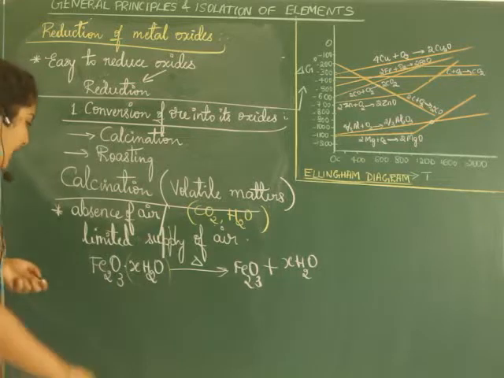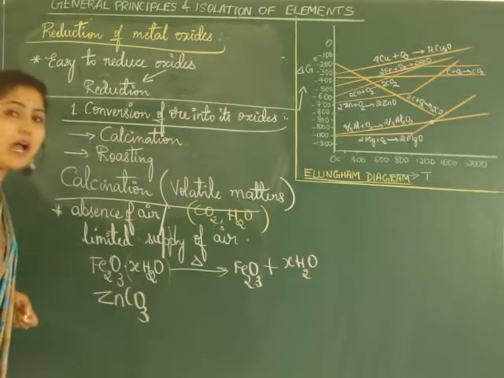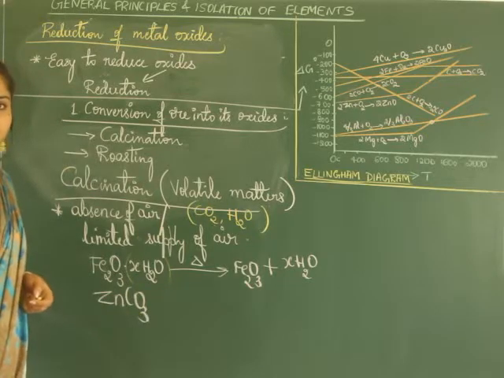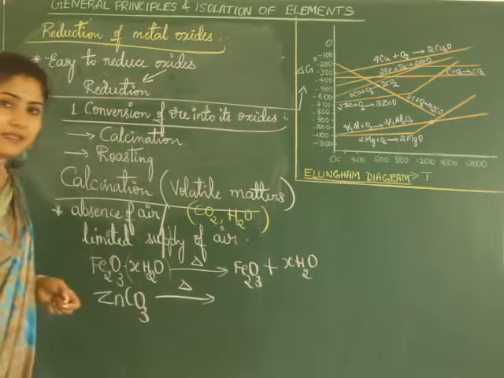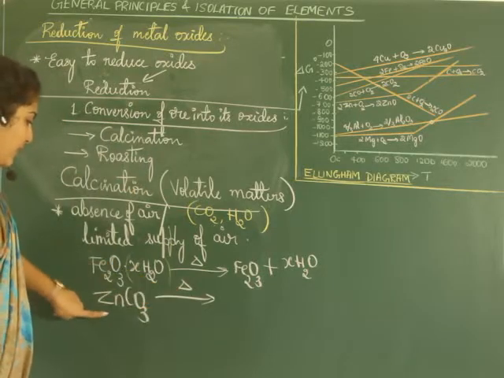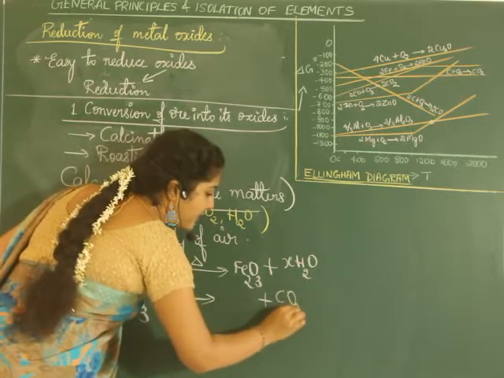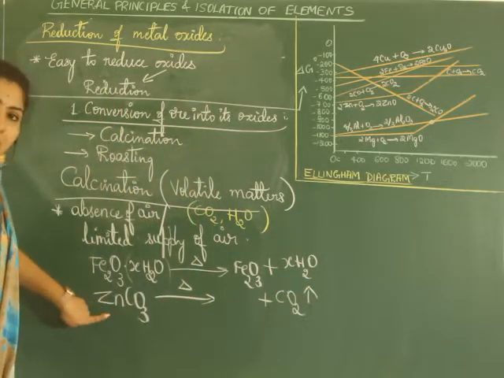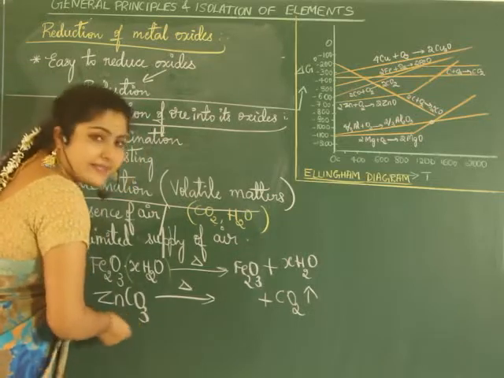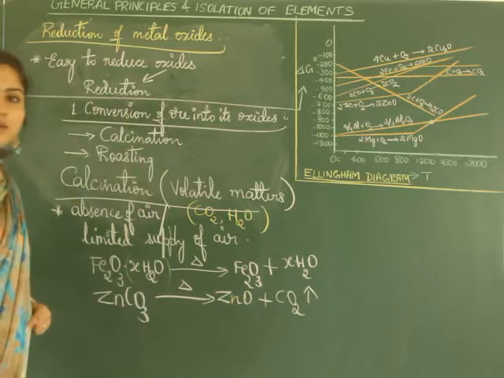This is one example. One more example is, what is this? Zinc carbonate, ZnCO3, a carbonate ore of zinc. Again, heat. When we heat it, which is the volatile matter here? Carbon dioxide is the volatile matter which escapes. What is remaining? Carbon dioxide has escaped. Zinc along with one more oxygen. Zinc oxide remains.